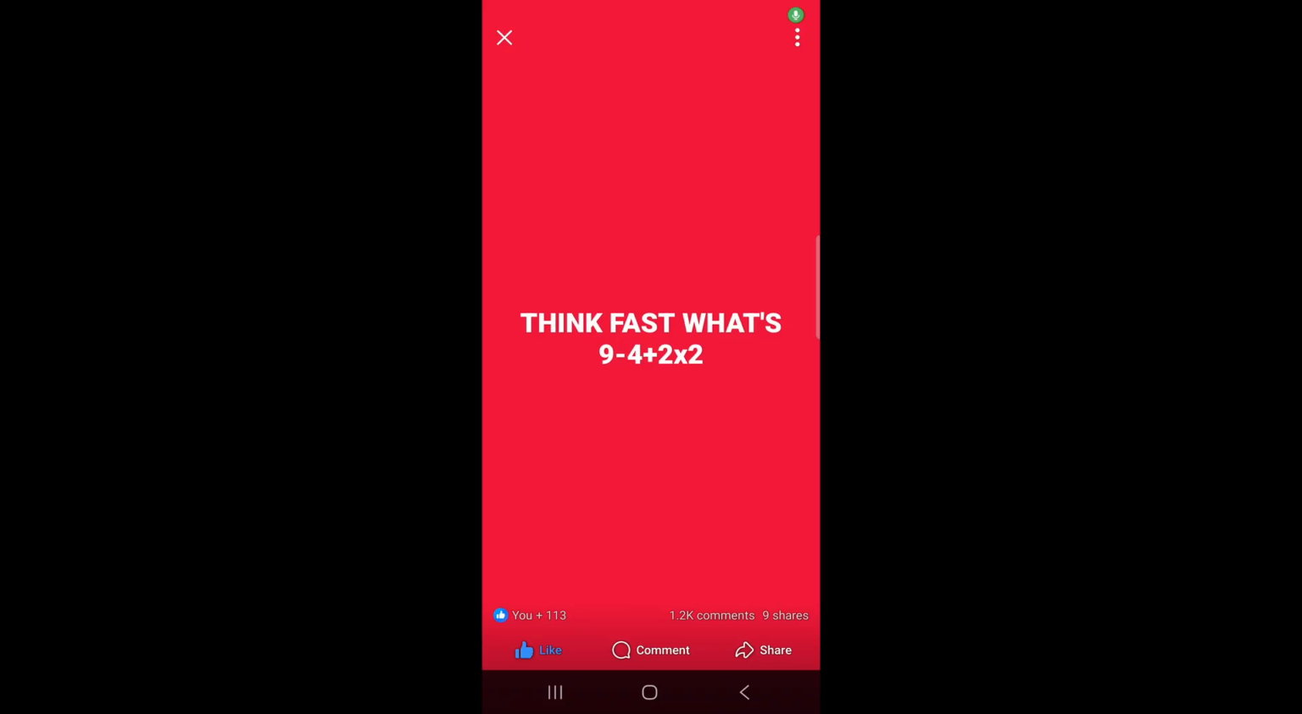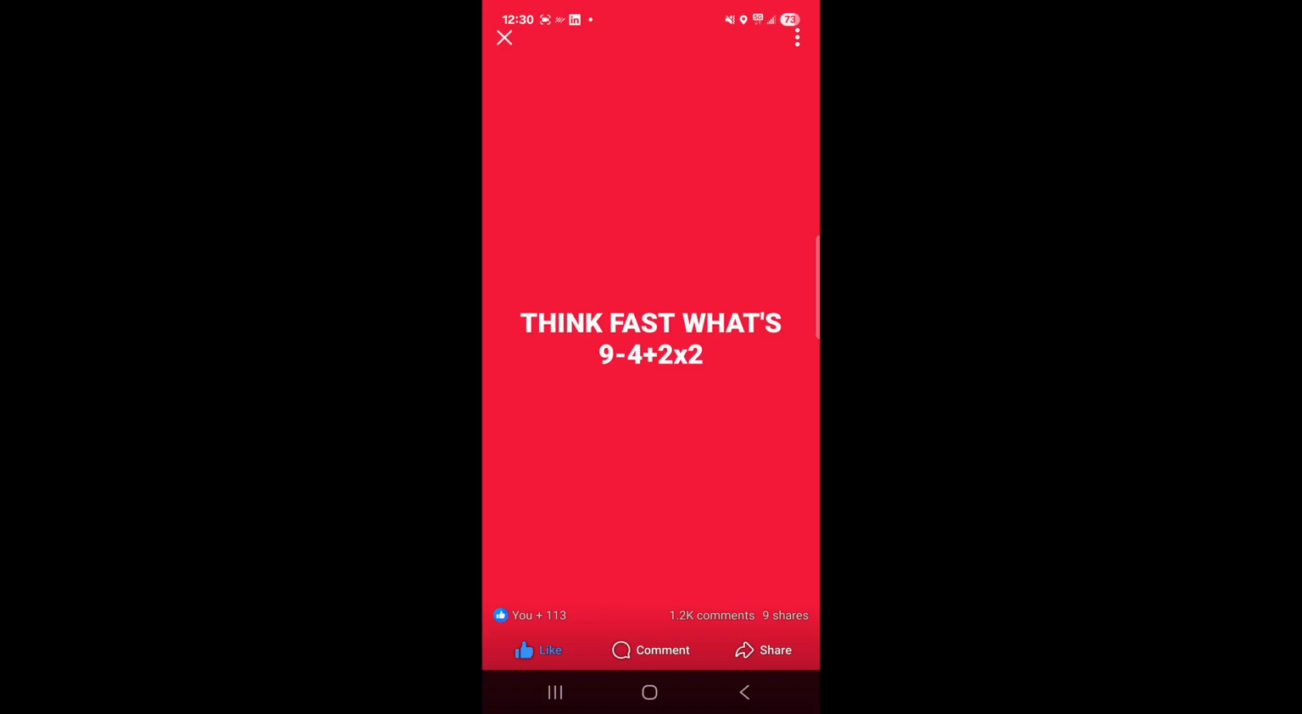9 minus 4 plus 2 times 2. And what does that equal? Well, here it's shown as an expression, okay? So expressions can be simplified. It's not an equation without an equal sign, but we can still simplify it.